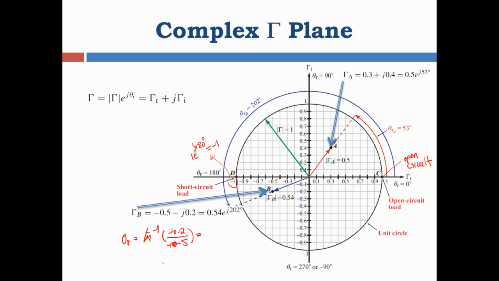divided by 3.1416, which is going to be 21.8 degrees. Okay, so what your calculator is going to give you is 21.8 degrees. But then on here, you see that they have calculated the angle to be 202.